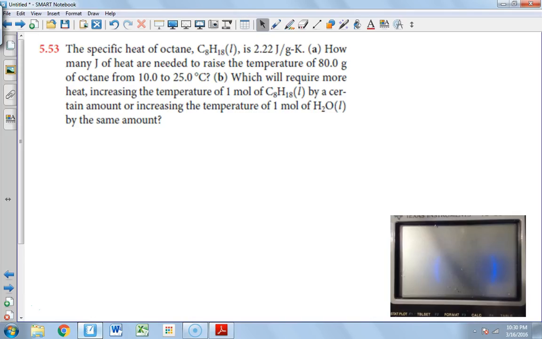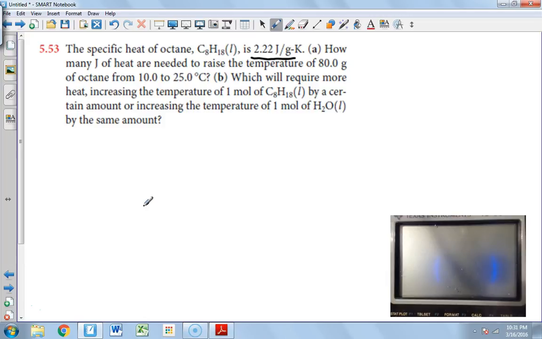Okay, so I've copied this right over here. And it gives the specific heat, and you will always be given the specific heat unless, of course, you have to solve for it. But it's a constant. It's something you can look up, so that's not anything that we should have to struggle about. Okay, it says how many joules of heat are needed to raise the temperature of 80 grams of octane from 10 to 25 degrees Celsius.